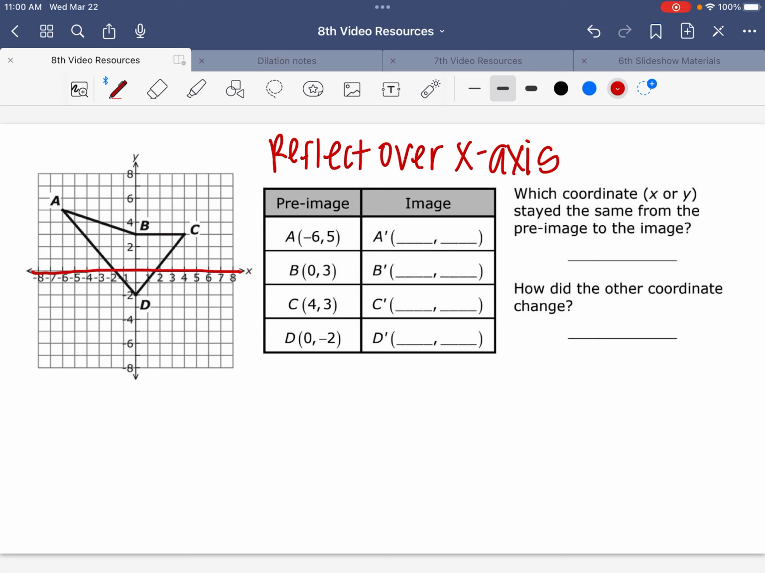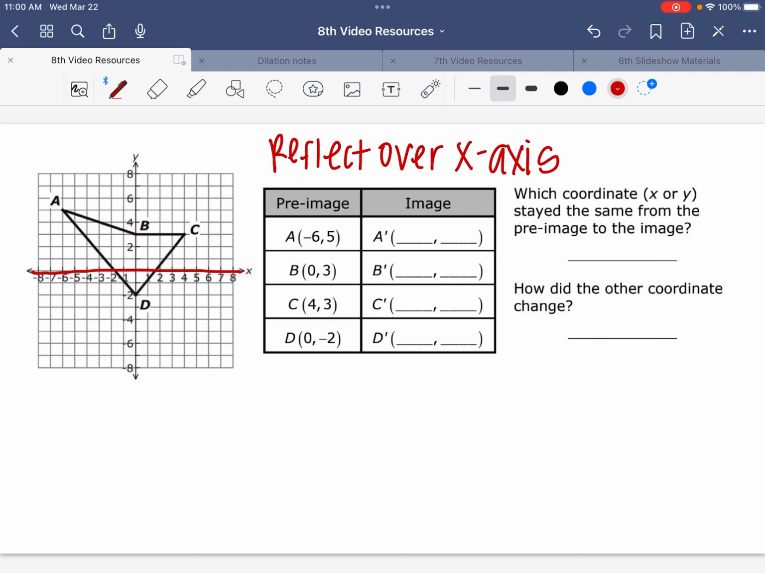So guys, today we're going to be looking at reflections on the coordinate plane. So right now we have quadrilateral ABCD. We're given the pre-image coordinates, and we want to reflect it over the x-axis to find the new points for our image, A', B', C', and D'.